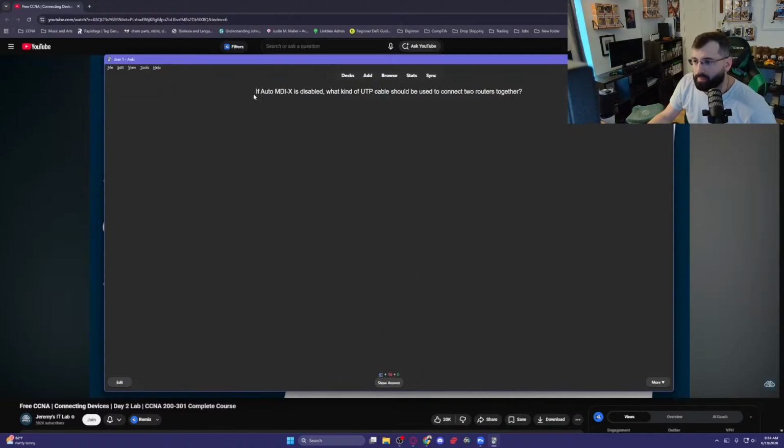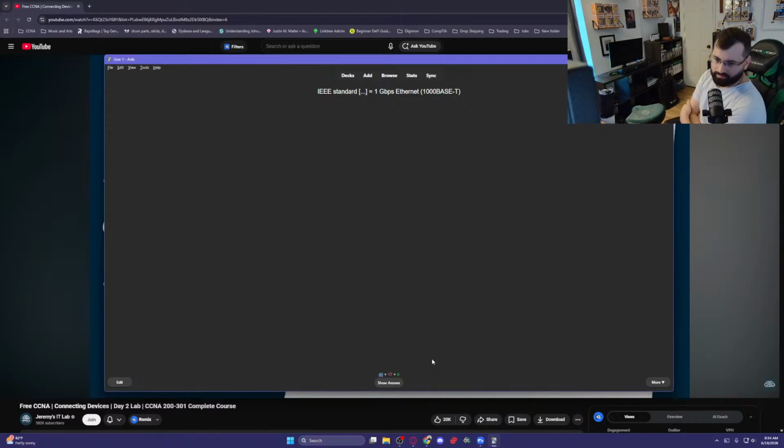All right, here we go. If auto-MDIX is disabled, what kind of UTP cable should be used to connect two routers? A crossover. Yes. Good. This will be the last one, and then we'll do the Packet Tracer.